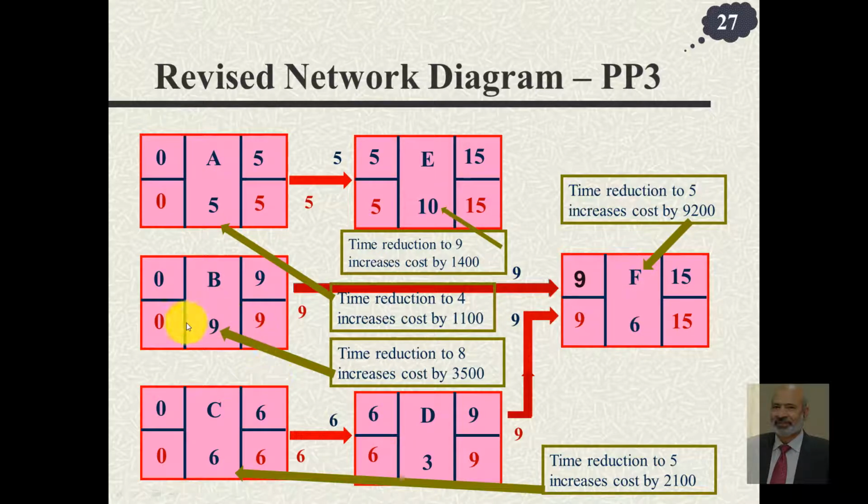And of course this will reduce the time duration of these two critical paths, and activity A has to be targeted because of lesser incremental cost. So what happens is that we have to select A, we have to select B, and we have to select C. So all these A, B and C, their durations should be reduced 4 days, 8 days and 5 days, and the increase in cost would be 1,100 plus 3,500 plus 2,100.